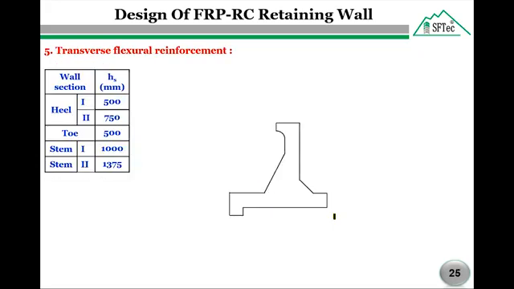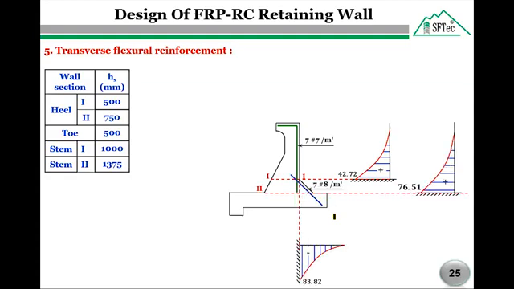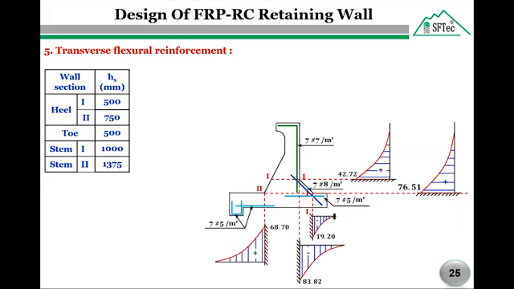In step number 5, we will calculate the transverse flexural reinforcement for the analyzed sections. For the maximum positive bending moment of section 1-1 of stem, assume using 7 bars number 7 per meter run. For the maximum positive bending moment of stem section 2-2 and the heel section 2-2, assume using 7 bars number 8 per meter run. For the maximum negative moment of heel section 1-1, assume using 7 bars number 5. For the maximum positive bending moment of the toe section, assume using 7 bars number 5.